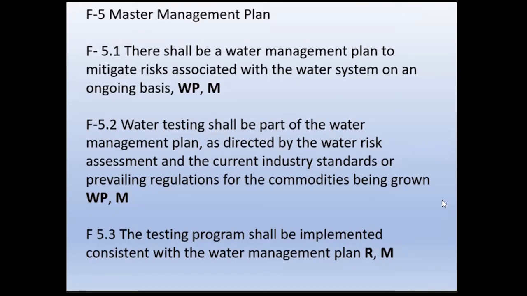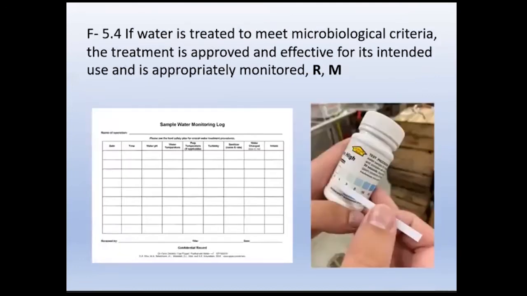Moving on to F5.3, the testing program shall be implemented consistent with the water management plan. So this is a record required and it is mandatory. So the bottom line in F5.3 is be consistent. You've got a risk assessment, you've got a management plan, and now your testing program has got to be consistent with what you've said you're going to do. So that's where this comes in.